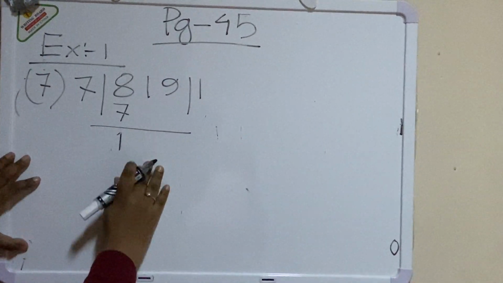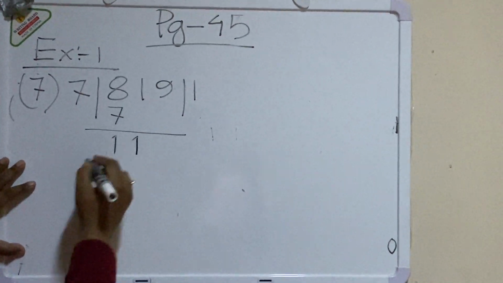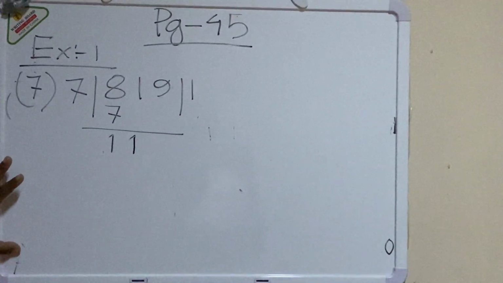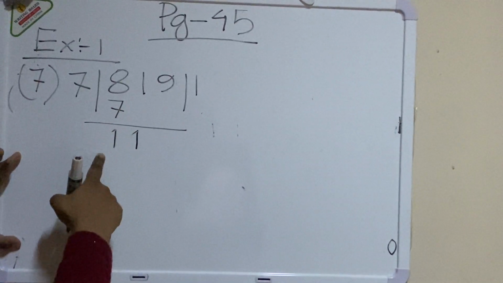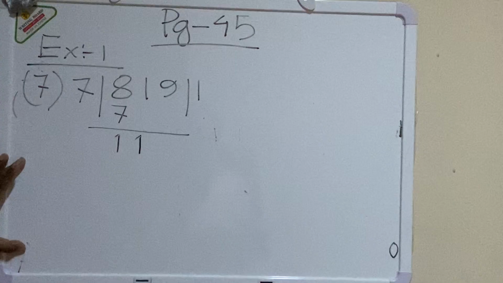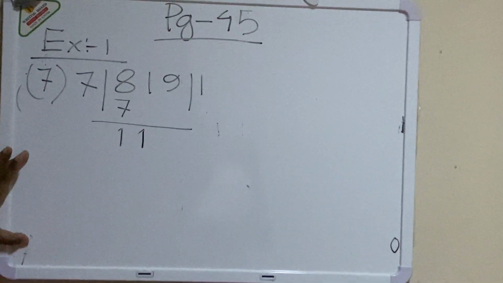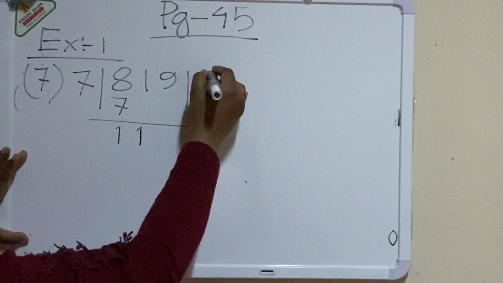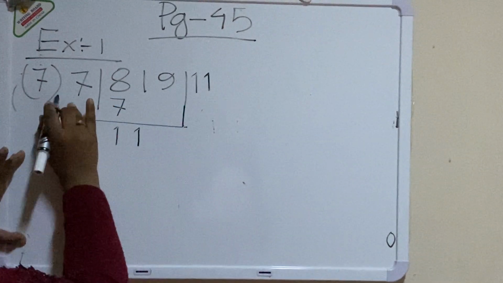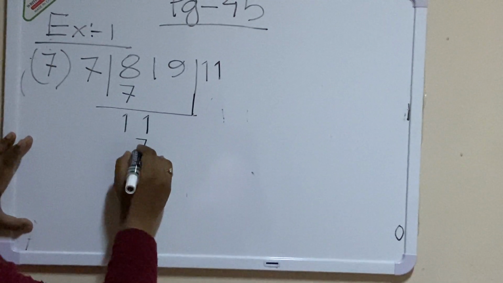1 cannot be divided by 7. I have to bring this number down. The second one is 1. I take it down and the number becomes 11. In 11, we know 7 ones are 7, 7 twos are 14. So I have to take again 7 ones are 7.